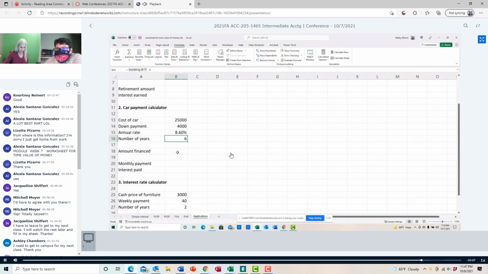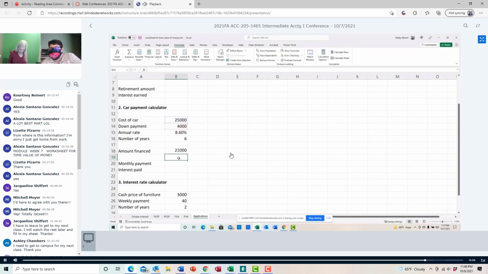So we're just going to do a couple of quick calculations. The first calculation that I'm going to do is the amount financed. So for the amount financed, I'm going to take the cost of the car and subtract the down payment. So 25,000 minus 4,000, of course, gives me 21,000. But now by using the cell references, if I change these numbers, the amount financed is always correct. It always subtracts whatever numbers are in those cells.